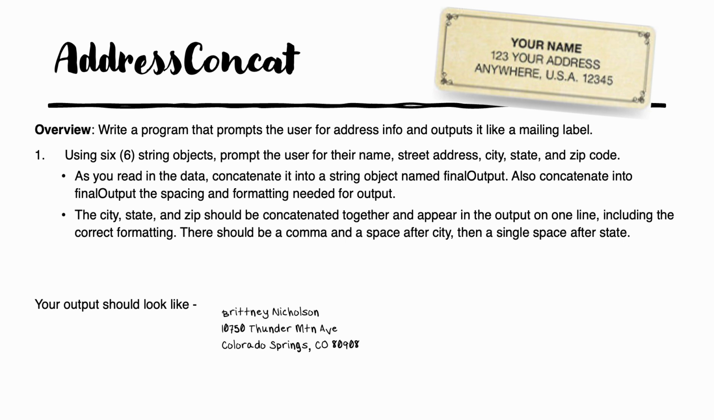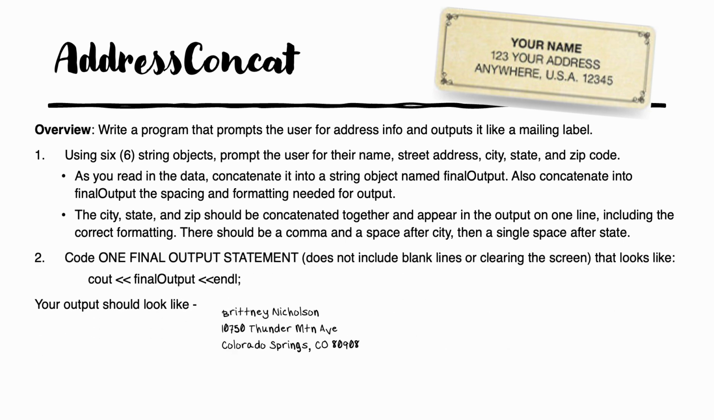As you read in the data, you're going to concatenate it into the final string object named final output. Also concatenate into final output the spacing and the formatting that you need for output. The city, state, and zip should be concatenated together and appear in the output on one line, just like it is in the mailing label, including the correct formatting. There should be a comma and a space after city, and then a single space after the state.